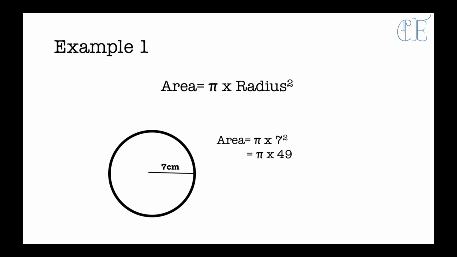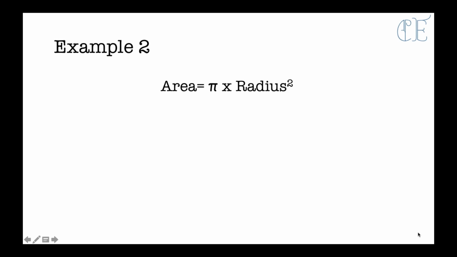Instead of typing in pi times 7 or pi times 7 and then using your button to put the little squared in, you can just do that 7 squared first and then times it by pi. So pi times 49 is 153.93804, or 153.9 centimetres squared to 1 decimal place.